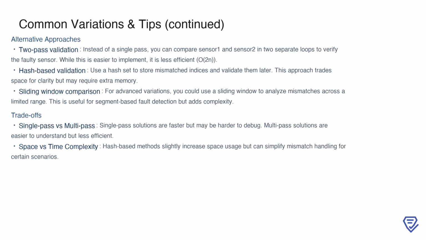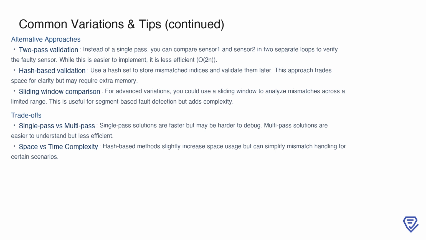When it comes to alternative approaches, one option is to use a two-pass validation process. Instead of processing both sensors in a single pass, you compare their readings in two separate loops to verify which sensor is faulty. While this method is simpler to implement, it is less efficient, as it essentially operates with O(n) complexity. Another approach is hash-based validation, where you use a hash set to store mismatched indices for later verification. This trades off extra memory usage for increased clarity in handling mismatches.